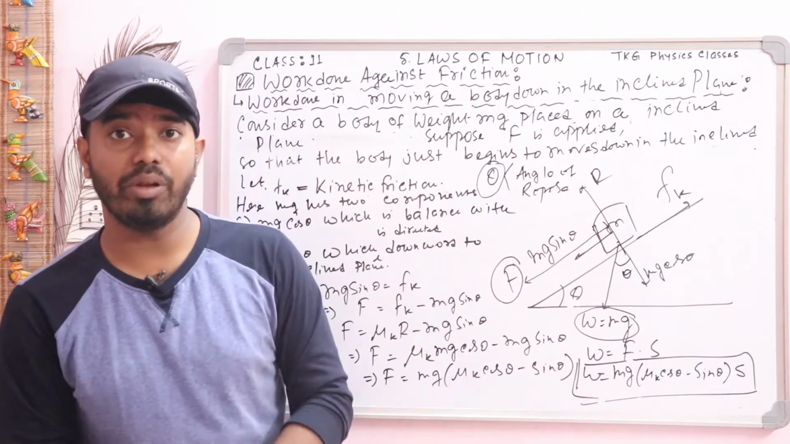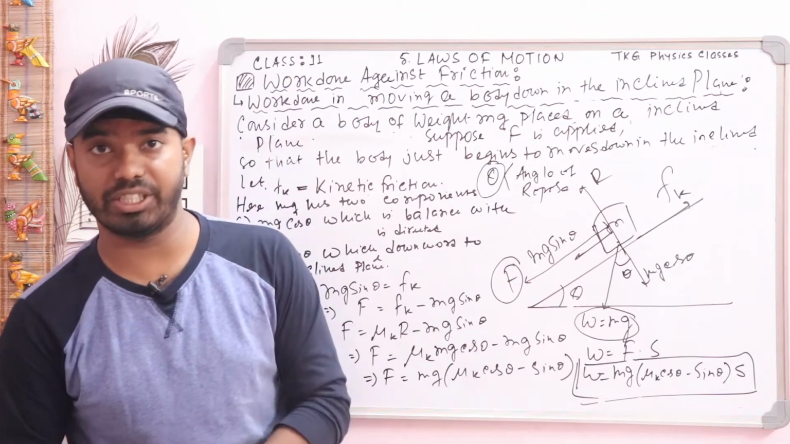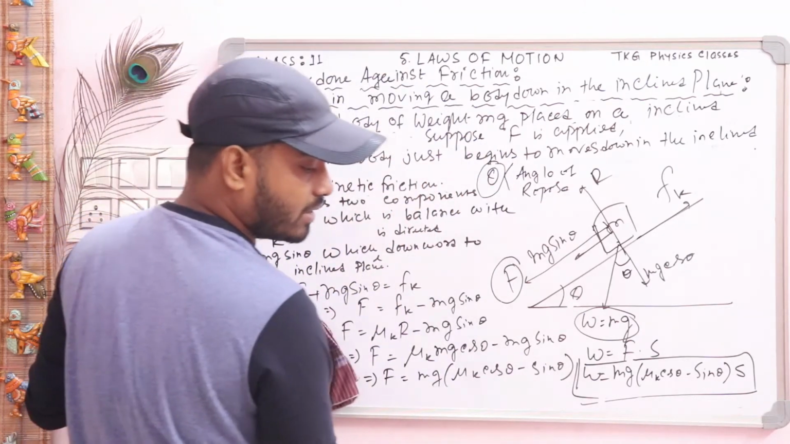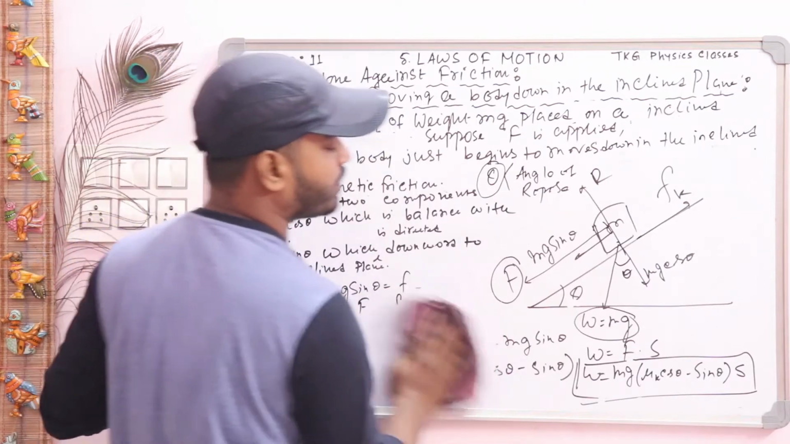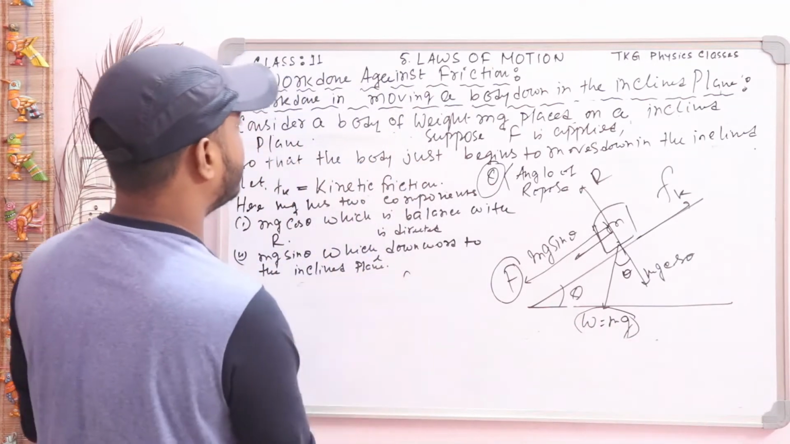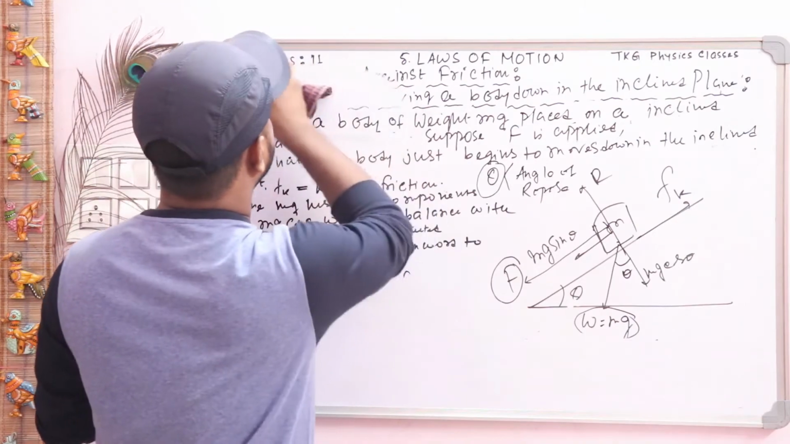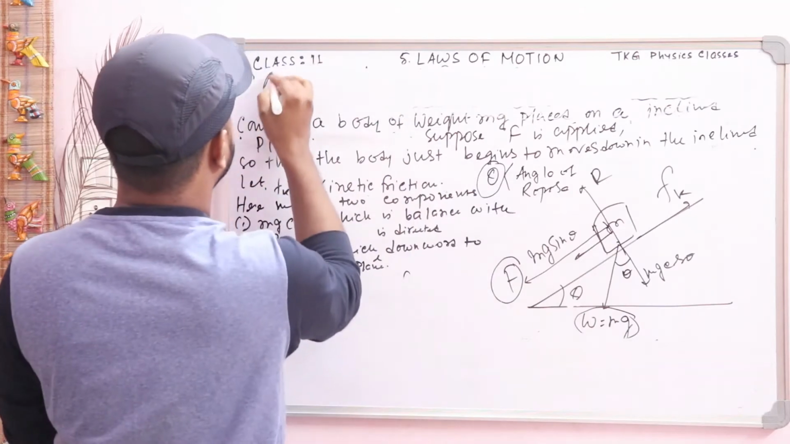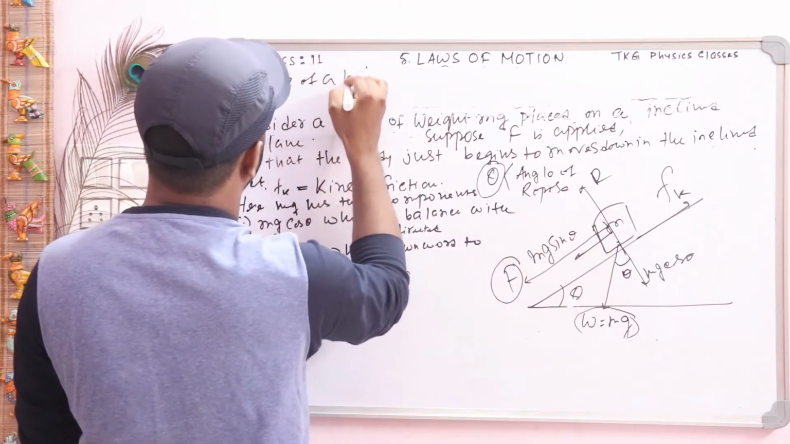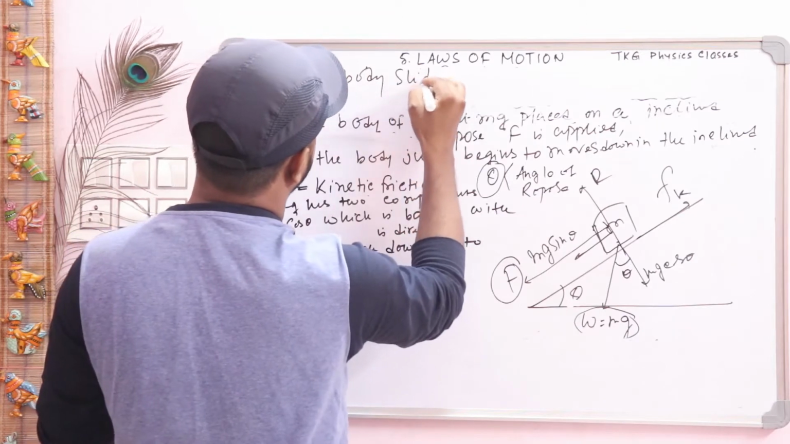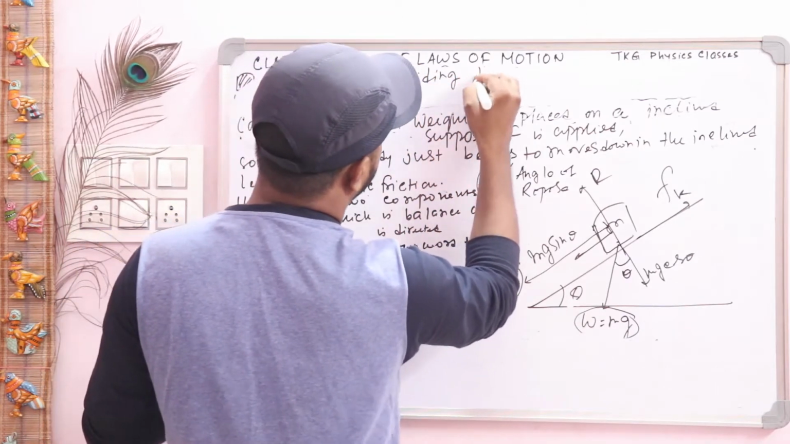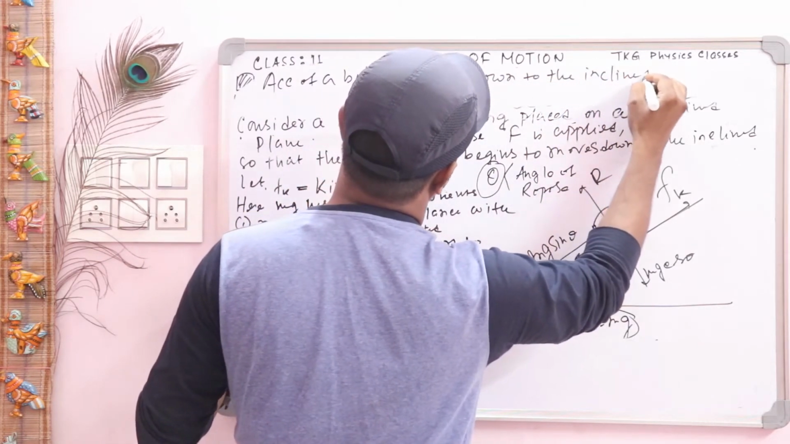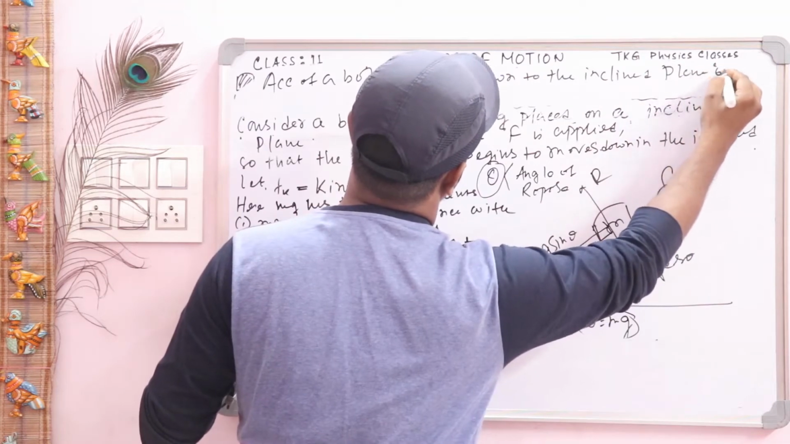Now the last part, we will derive an expression of acceleration. Okay, write it. So our fourth one is the acceleration of a body sliding down the inclined plane.